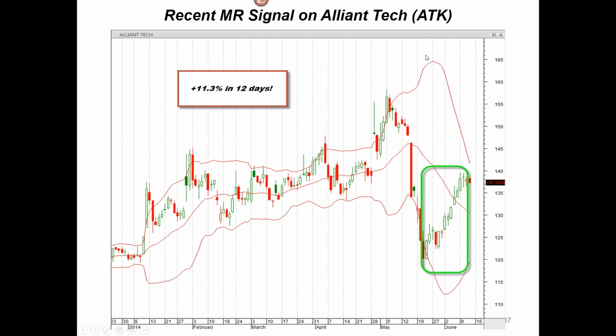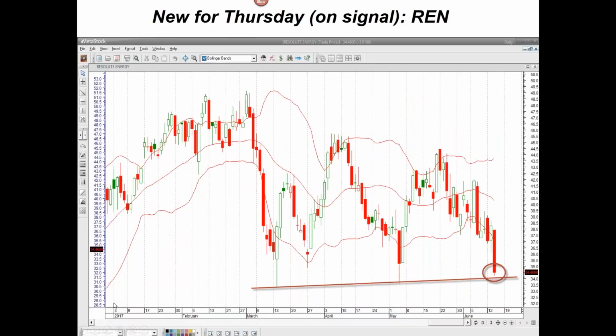ATK, I'm not sure if this stock even trades anymore, but for a while it was a very volatile stock. Sold off well below the 20-period moving average, outside the lower Bollinger Band, reversal candle right here, boom, back up into the mean. Now, here is the stock that I wanted to recommend for tomorrow's trading.